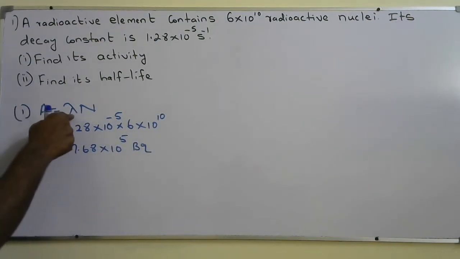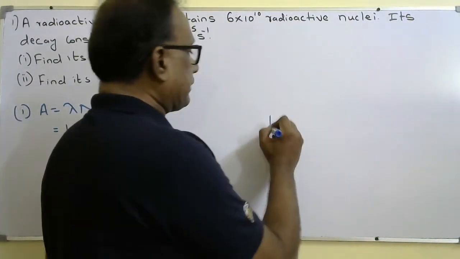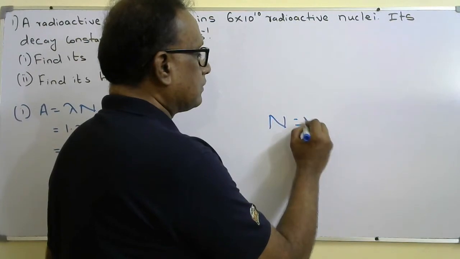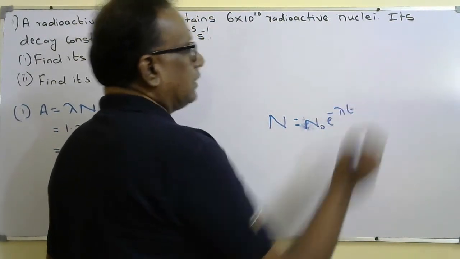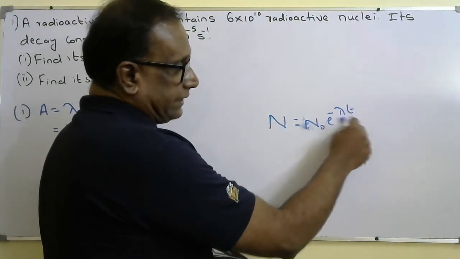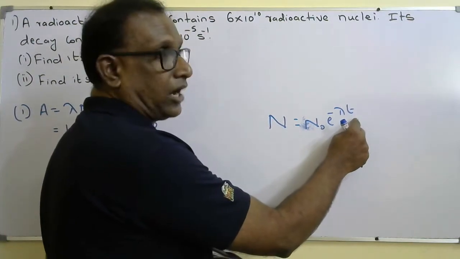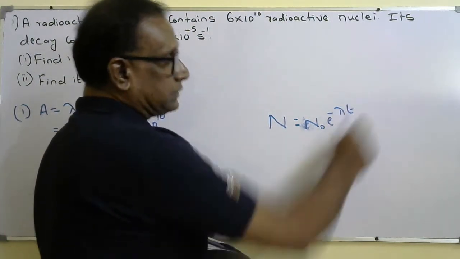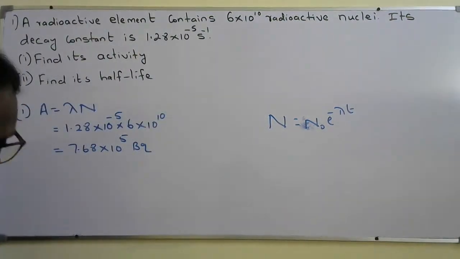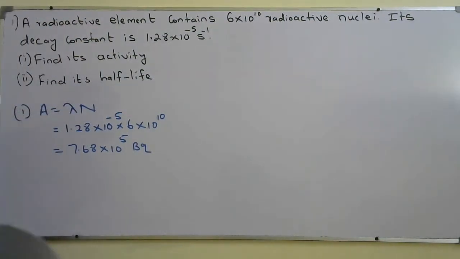When you are using this equation, lambda must be in per second. But when you are using N equal N naught e to the power minus lambda t, the units of lambda and t should be identical. Say if lambda is per hour, time should be in hours. If it is per year, time should be in years, the similar type. But when you are using A equal lambda N, lambda must be in per second.